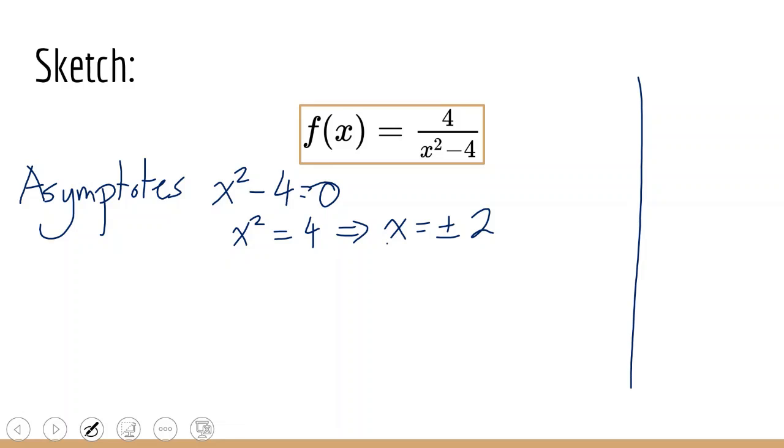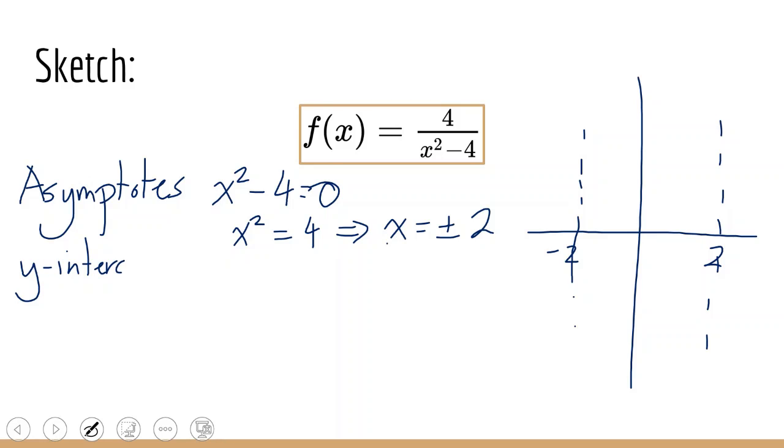So let's draw that out. Let's say here's my graph. Let's say here is minus 2, and here's 2. Next, let's go ahead and find the y-intercept. The y-intercept is when x is equal to 0, which in our case is just at minus 1. So I'm going to go ahead and find minus 1 over here.